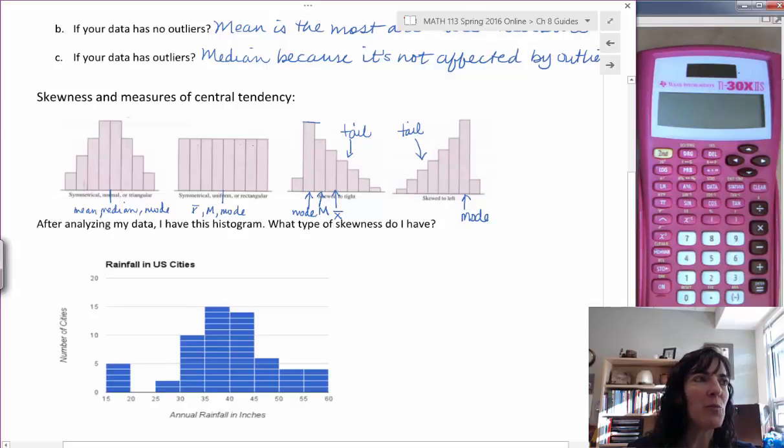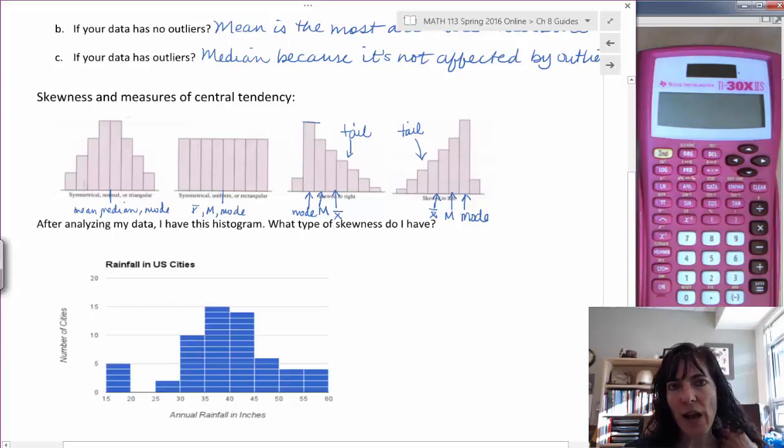And here we had two modes. Here we have several modes. Here we just have the one mode, and it's right there. And then I'm talking about the mean being pulled towards the tail. So my mean is somewhere around here, and my median is going to be in between the two.